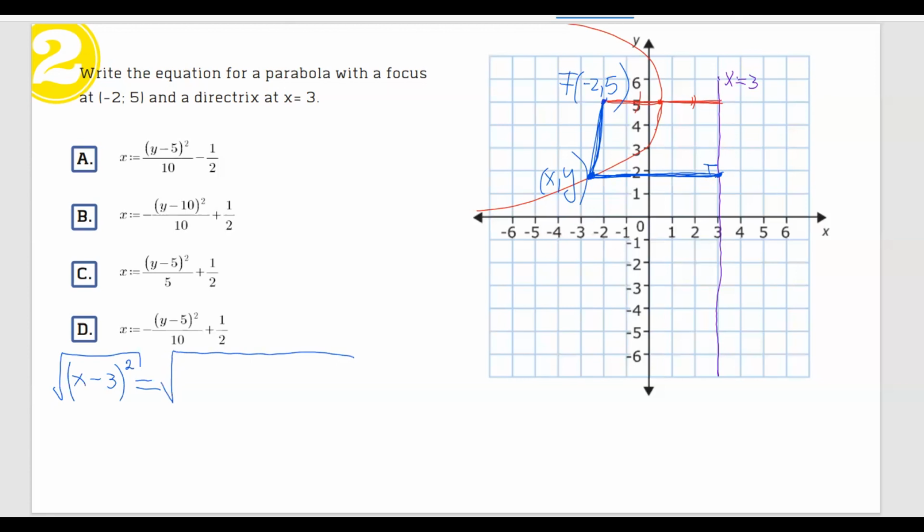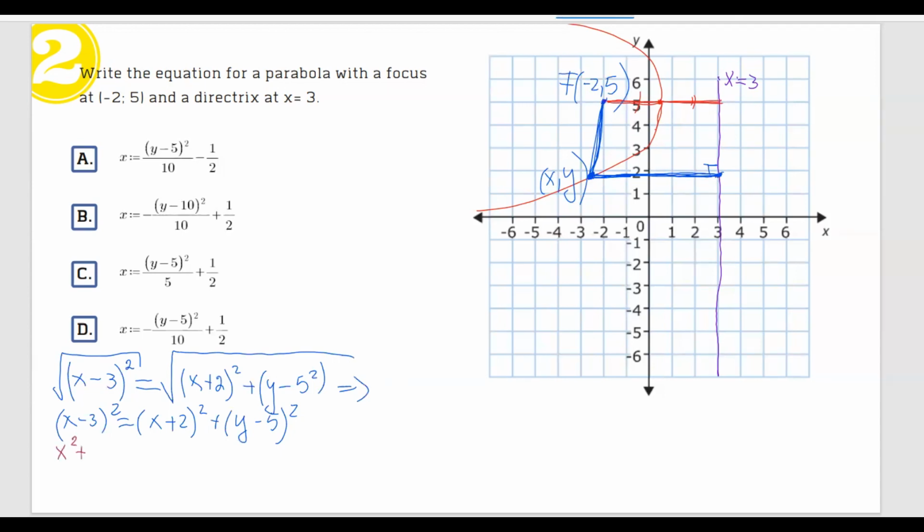is going to be the square root of x minus -2, which is going to be x plus 2, squared, plus y minus 5 squared. And we're going to do the same thing moving forward, just squaring both sides to get rid of the radicals. (x minus 3) squared equals (x plus 2) squared plus (y minus 5) squared. And then we are just going to open the parentheses like we just did before.